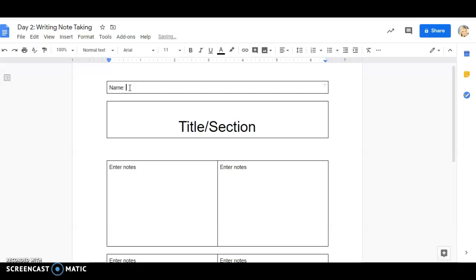When we do this, you're going to put your name at the top. And I'm going to title this section. This is going to be like our topic, and all the notes below are going to show us information about our topic. So I could say frog food, what frogs eat. I'm going to say their diet, what they eat.